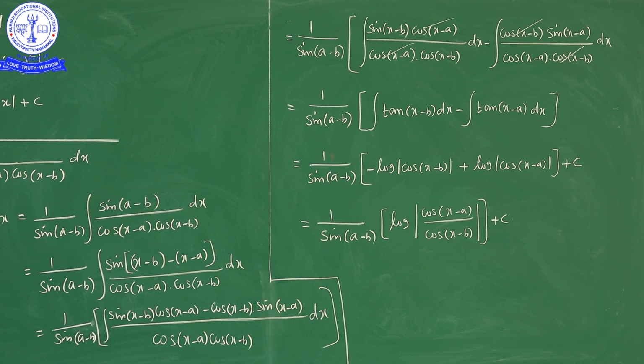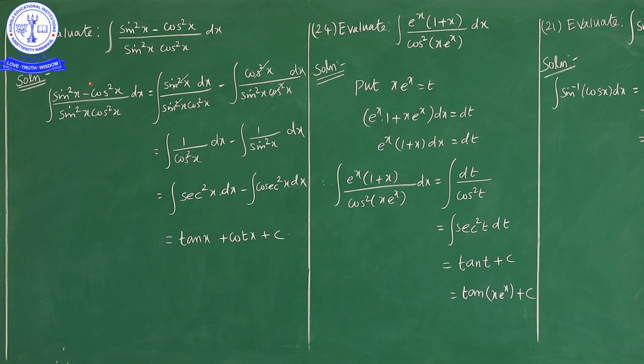So, this part continues as it is. So, final answer is 1 upon sin(a minus b) into log mod of cos(x minus a) upon cos(x minus b) plus c. Next question, integration of (sin square x minus cos square x) upon (sin square x into cos square x) dx.